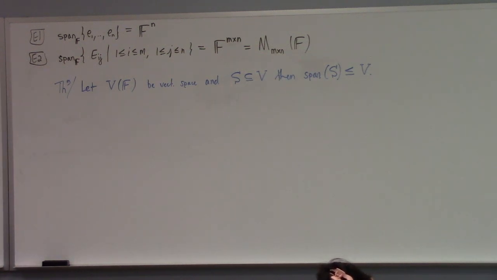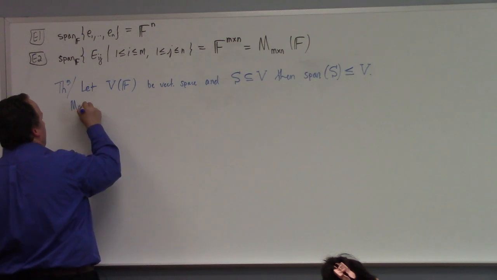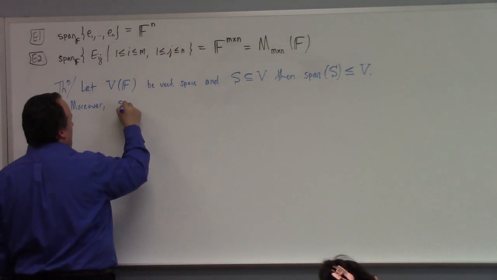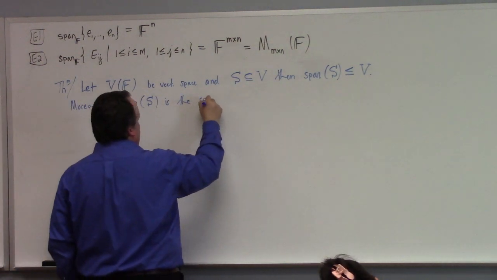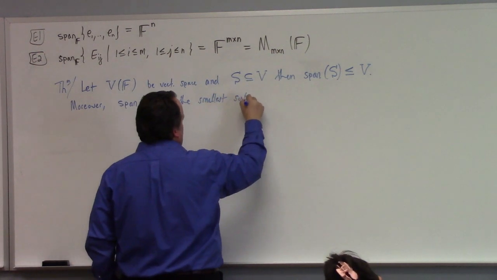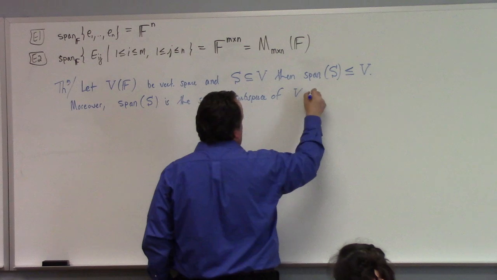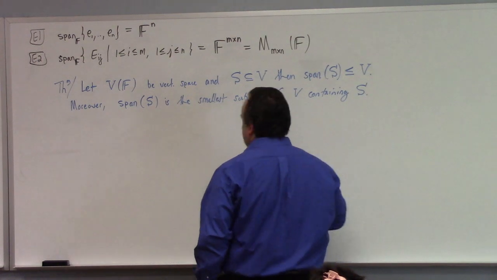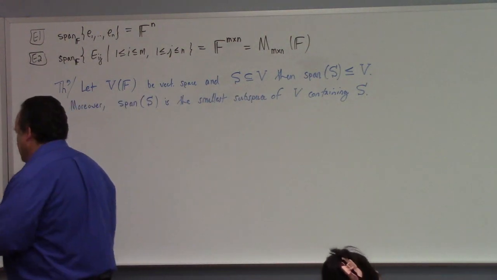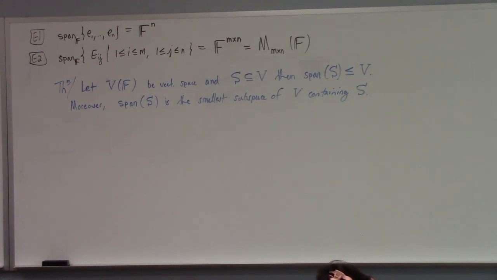Now the theorem in my notes, theorem 2.35, goes on to say more. It says, moreover, that the span of S is the smallest subspace in V which contains S. Span S is the smallest subspace of V containing S. Let us prove this theorem. Here we go. Proof.